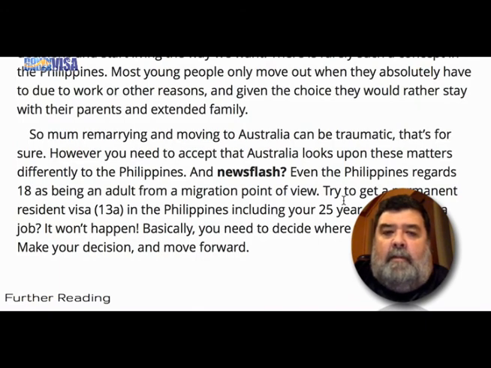So mum remarrying and moving to Australia can be quite traumatic. That's for sure, if that means they're going to be separated, because they never expected that would ever happen. But look, you have to accept that Australia looks upon these matters differently to the Philippines. And newsflash, even the Philippines regards 18 as being an adult from a migration point of view. They do. Try to get a permanent resident visa in the Philippines and include your 25-year-old son with a job. It won't happen. So basically, you need to decide where you want to be. Make a decision, move forward.